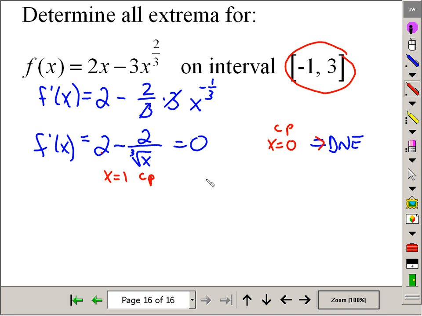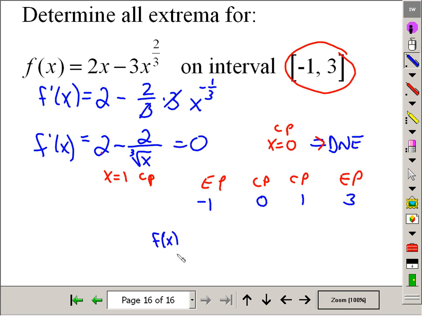So then we can set it up. Again, endpoint, critical point, and endpoint. And yes, the last two problems have had only 2 critical points. Sometimes you'll have 1 critical point. Sometimes you can have 7 critical points. There's no pattern, so don't think about that. Now, our endpoint is negative 1, critical point 0, critical point 1, and endpoint 3.